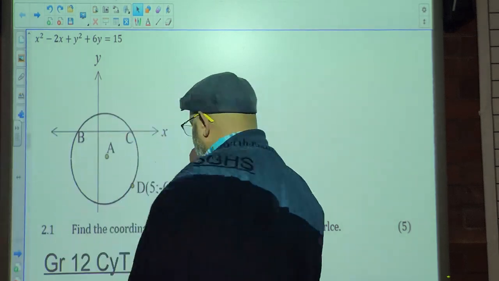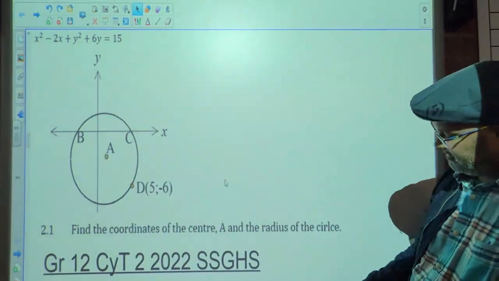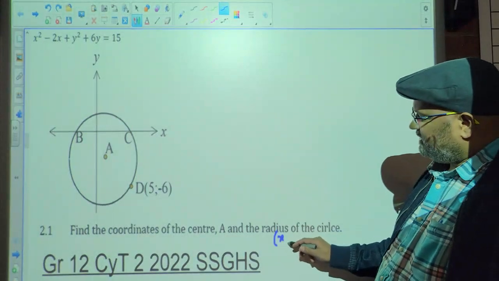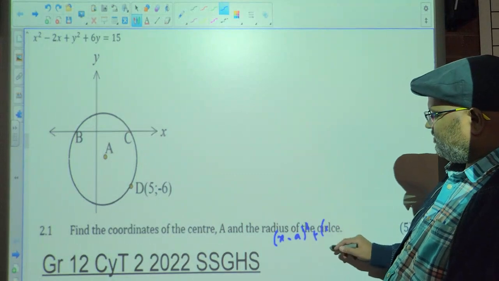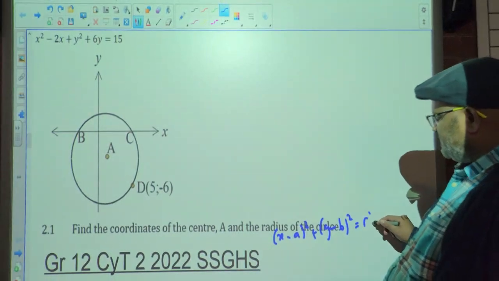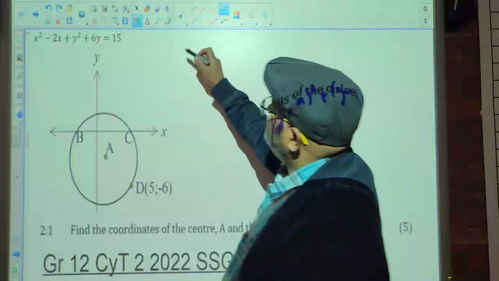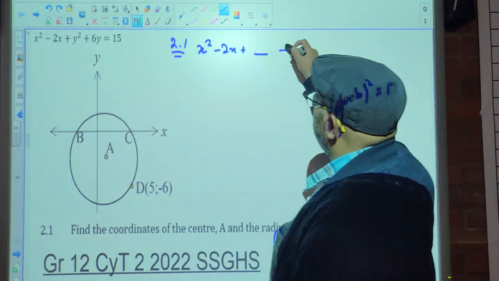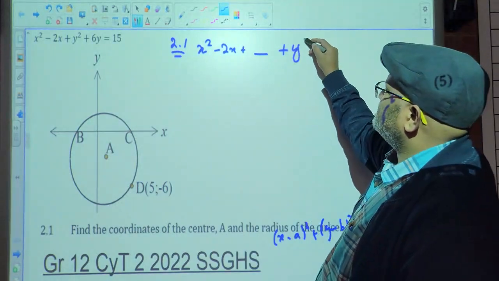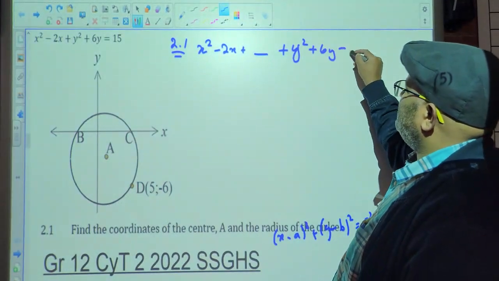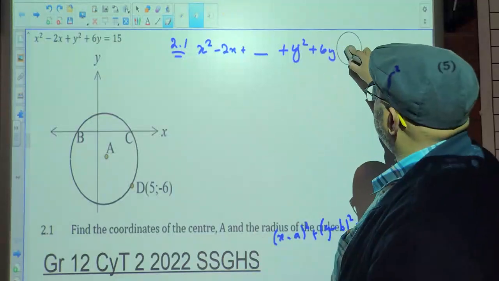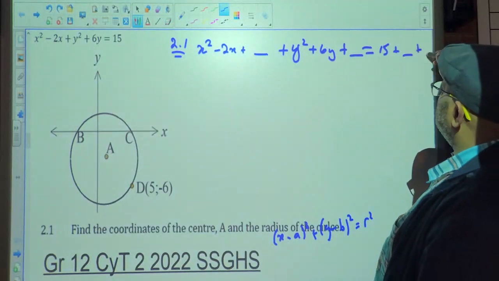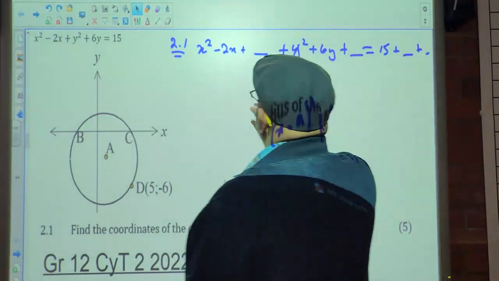So to extract the center and the radius from the equation of a circle, it must be in the form of x minus a squared plus y minus b squared is equal to r squared. That's the form it must be. So what I do is I say x squared minus 2x plus a number. I'm going to complete the square. It's going to be y squared plus 6y plus a number, equal to 15 plus the first number plus the second number.